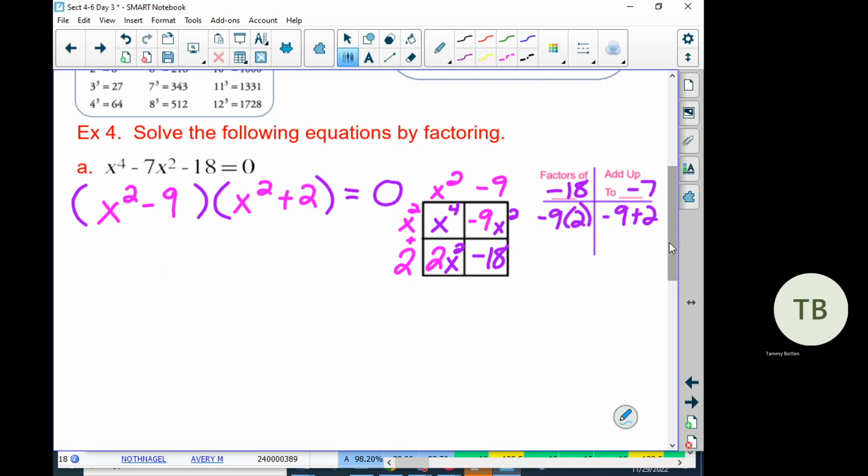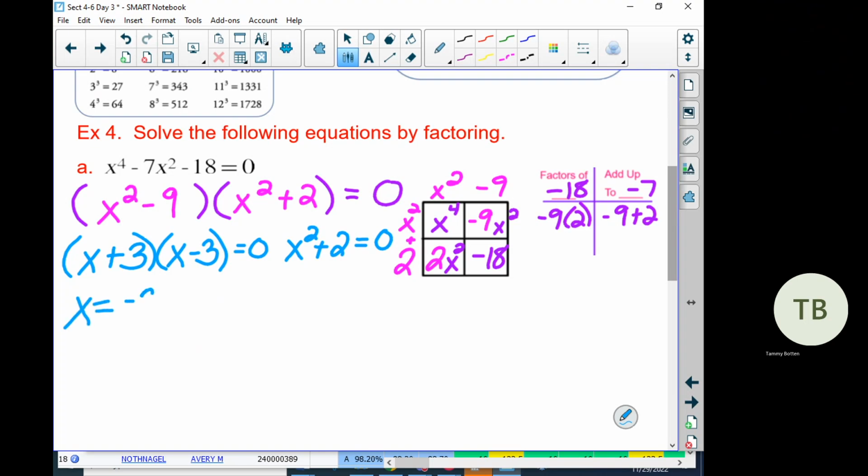And now what I have to do is I have to factor this. Is this difference of squares, right? So this is x plus 3 times x minus 3. This one, I cannot do anything more with that. So this one, I'm going to set up as x squared plus 2 equals 0, and I'm going to solve that separately. Okay, so it's like this equals 0 as well as this equals 0. Here, my answer is going to be a -3 and a +3.